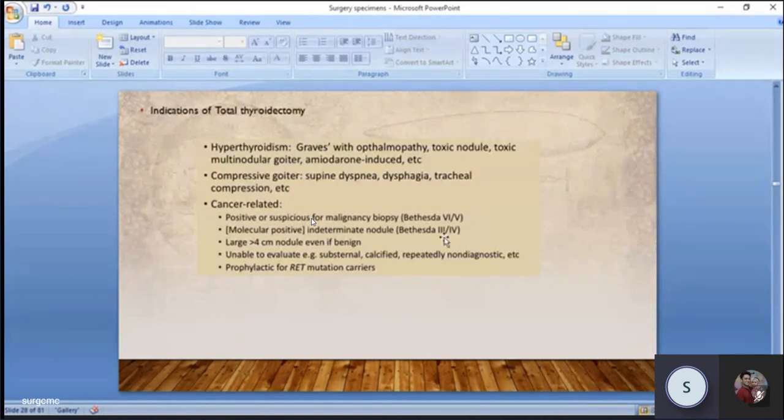So what are the indications of total thyroidectomy? You should know Graves' disease with toxicity, toxic nodule, ophthalmopathy, and compressive symptoms because of enlargement of the thyroid, like dyspnea and dysphagia. Superior vena cava syndrome sometimes, when it compresses the superior vena cava. And cancer related: if it is benign, a nodule of more than 4 centimeters, then you should know the Bethesda grading of the nodule based on FNAC. Okay.